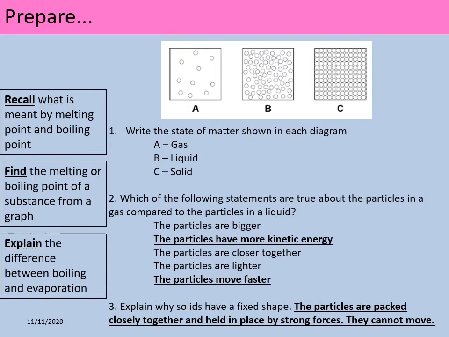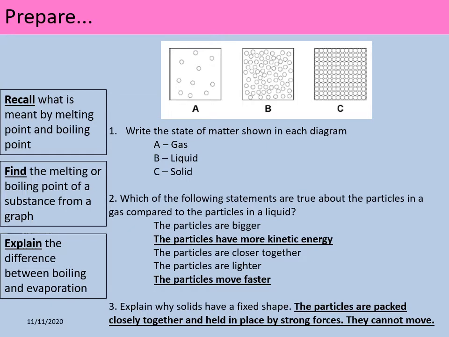Okay, so here are your answers. A was a gas, B was a liquid, and C was a solid. You can tell by the way that the particles are arranged. In question 2, which of the following statements are true about the particles in a gas compared to the particles in a liquid? In a gas, the particles have more kinetic energy and they move faster.